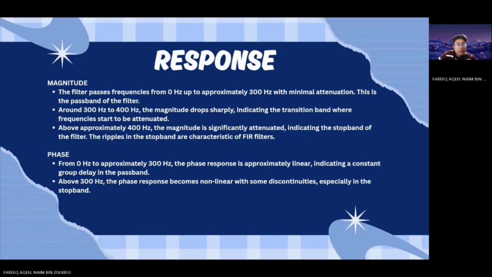For phase, from 0 Hz to approximately 300 Hz, the phase response is approximately linear, indicating a constant group delay in the pass band. Above 300 Hz, the phase response becomes nonlinear with some discontinuities, especially in the stop band.